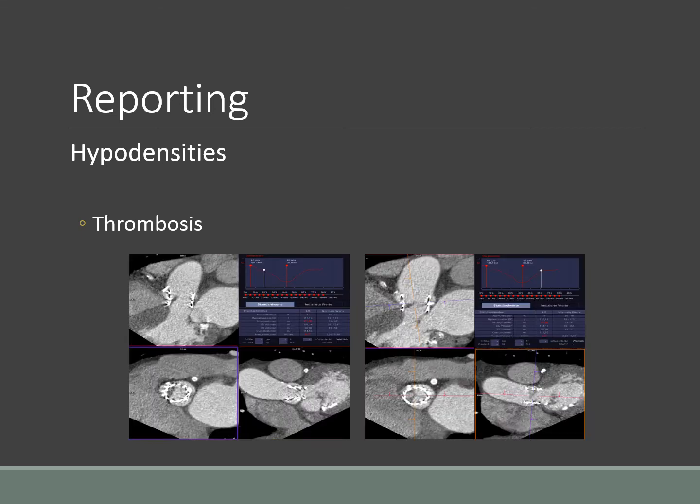Here is another case where a newly developed hypoattenuation was identified along the leaflets of the TAVI shortly after the procedure itself. This indicates also that this hypoattenuation is a thrombosis process.